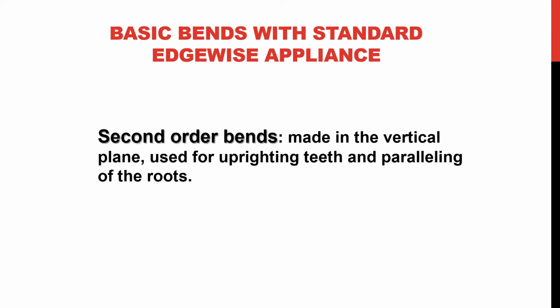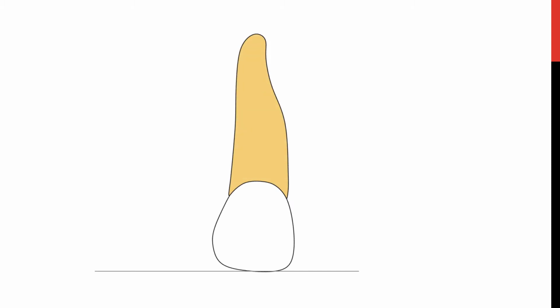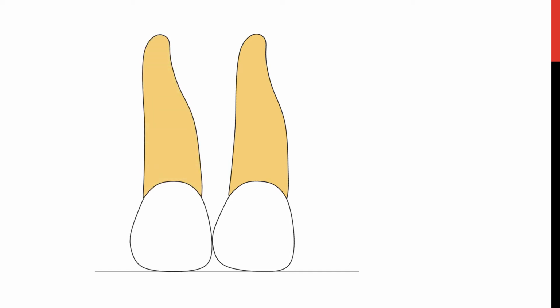The second order bends are made in the vertical plane. These bends are used for uprighting teeth and paralleling of the roots. To understand second order bends, let's assume that we have a central incisor with an accurate angulation, and this is the accurate one.